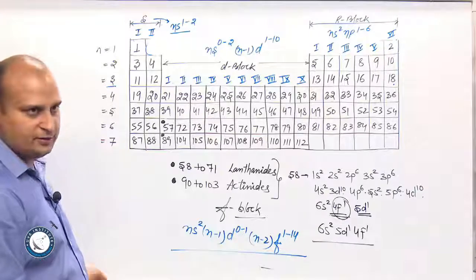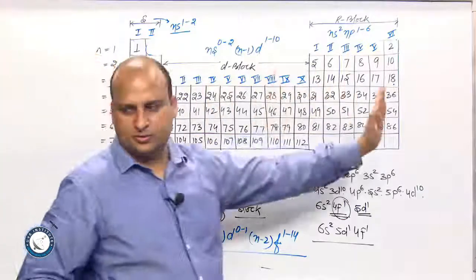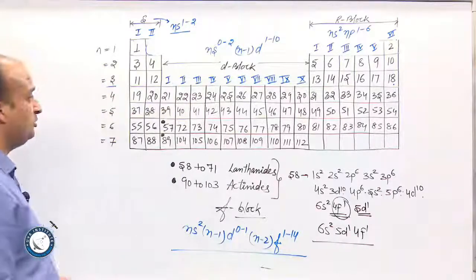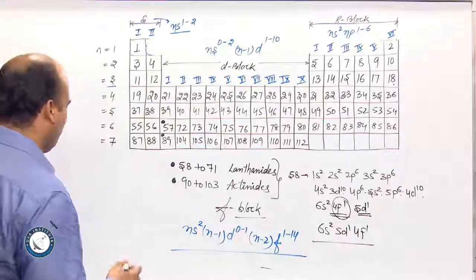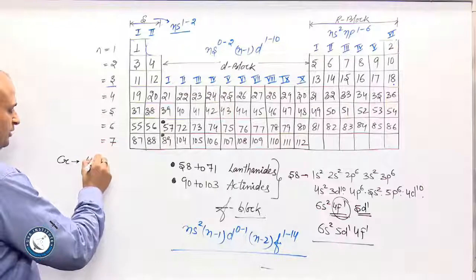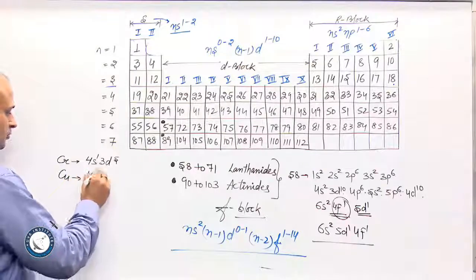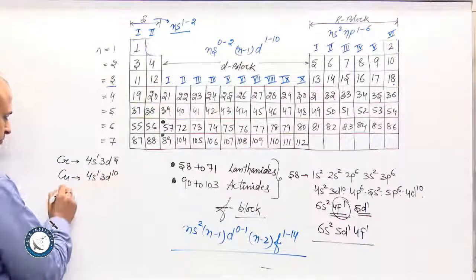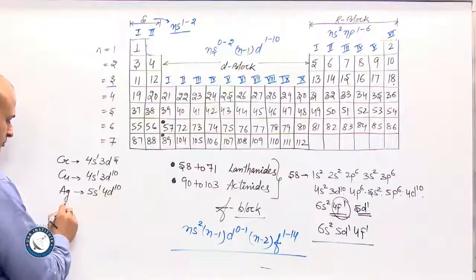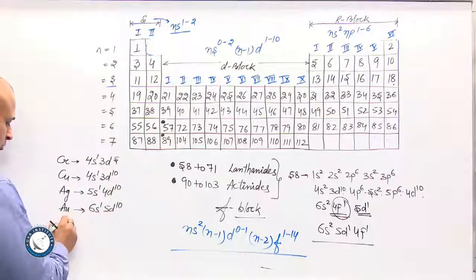But before going ahead, now you have understood 7 periods, 18 groups. Have you understood this part? Now there are certain exceptions that I wanted to tell you for electronic configuration. See, chromium 4s1 3d5, copper 4s1 3d10, silver 5s1 4d10, gold, palladium.